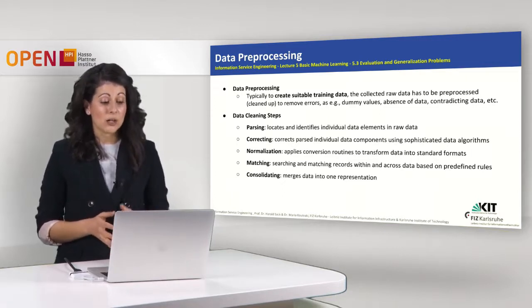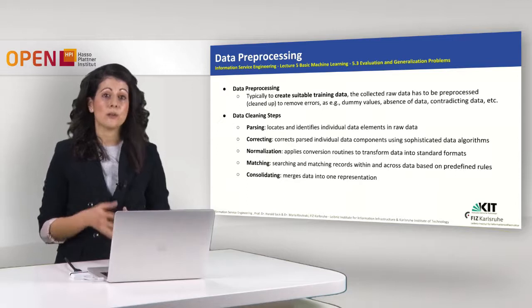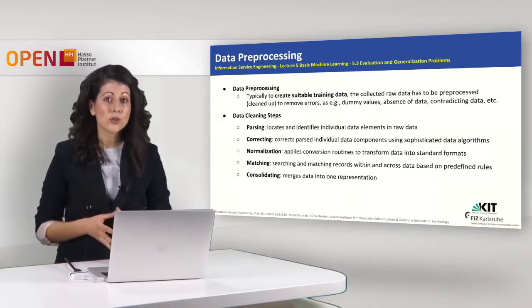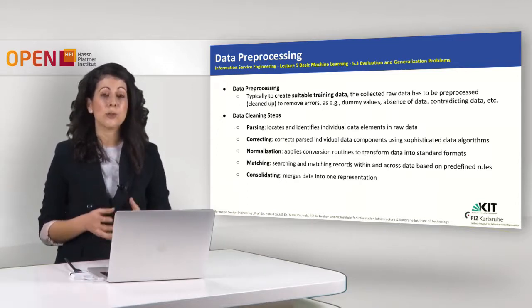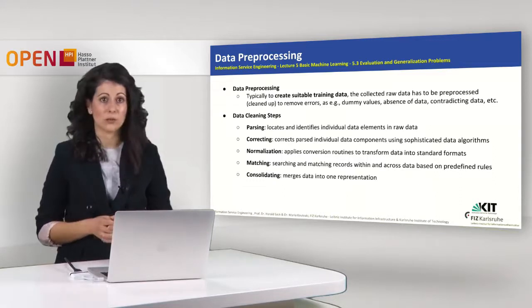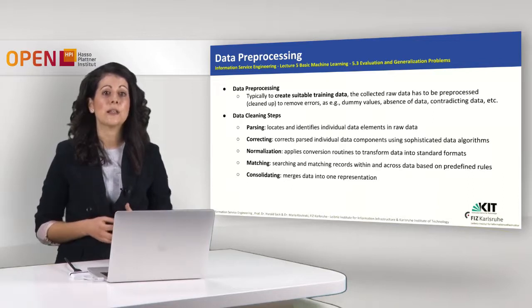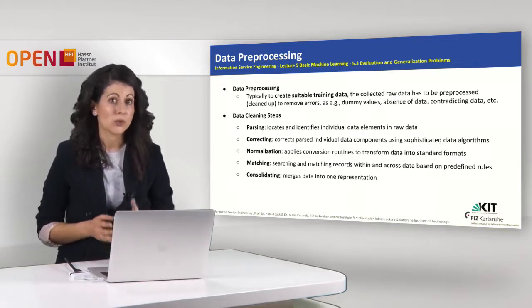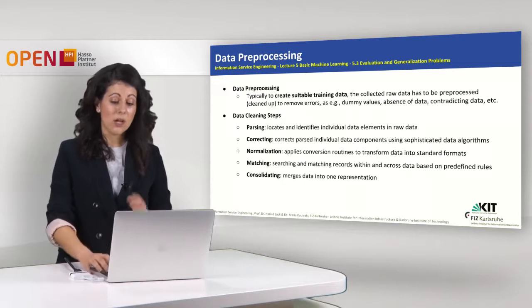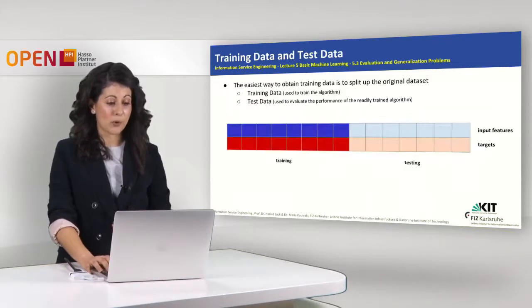Then comes the matching phase, where we are searching and matching records across the data based on predefined rules for several tasks that we might need. And last is the consolidating, where it merges data into one common representation. And that was the data pre-processing.